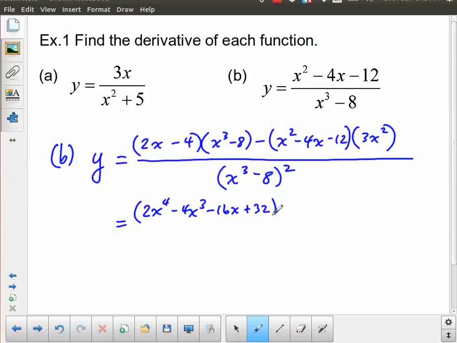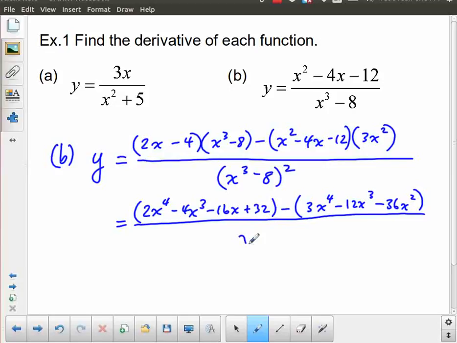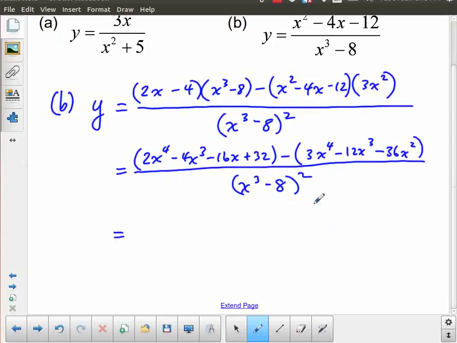And then I get minus 4x cubed minus 16x plus 32. That's the first expansion, minus, and I'm going to do this in a bracket, x squared times 3x squared is 3x to the 4. Negative 4x times 3x squared is minus 12x cubed. And negative 12 times 3x squared is negative 36x squared. I said 3x, I should have said 3x squared. All divided by x cubed minus 8, all squared. And that is equal to, so now some simplifying.